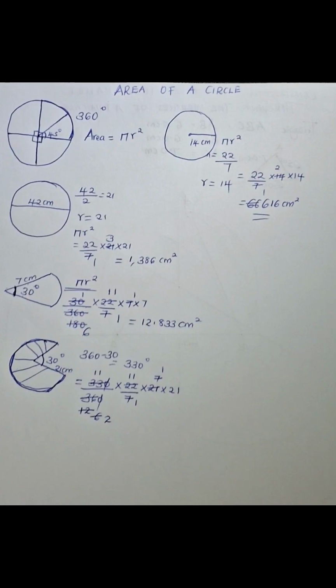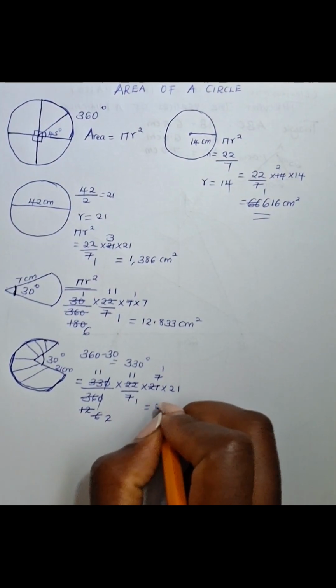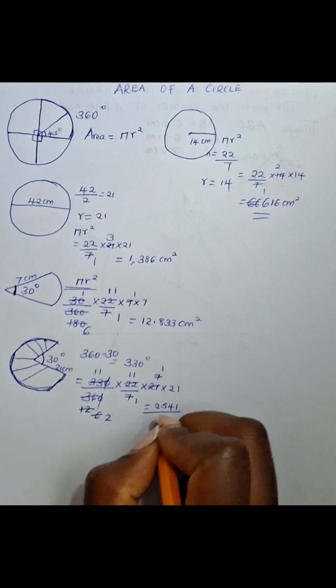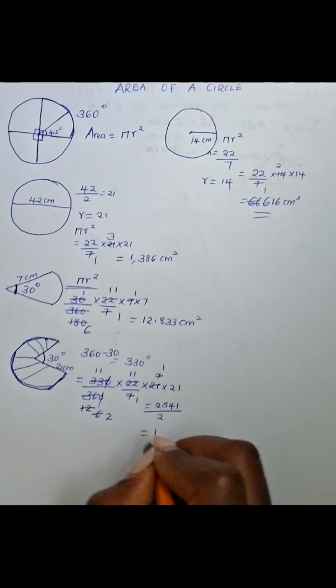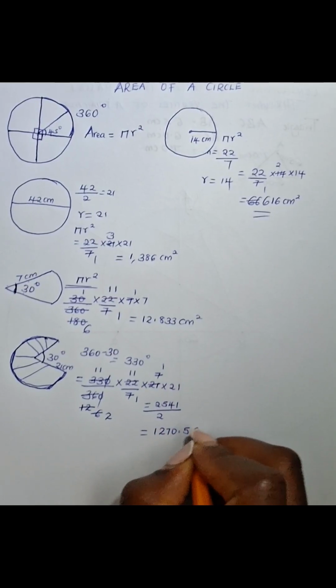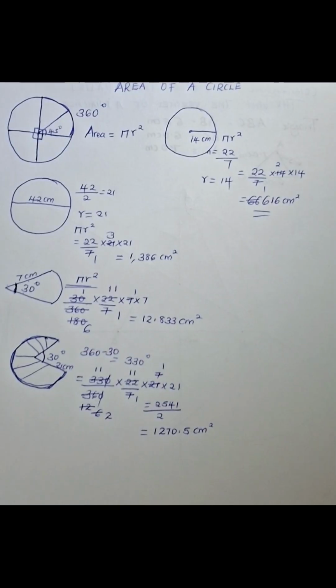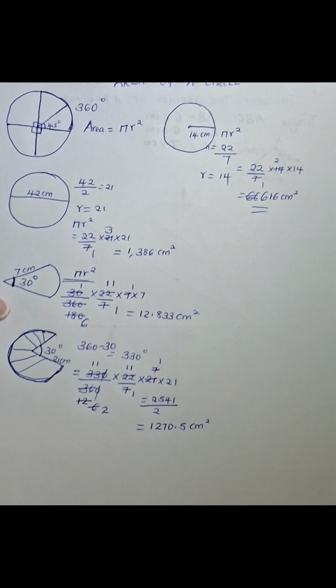So you'll get 2541, then you divide by 2. So 2541, if you divide by 2, you'll get 1270.5 centimeters squared. Okay? I hope you've understood up to there.